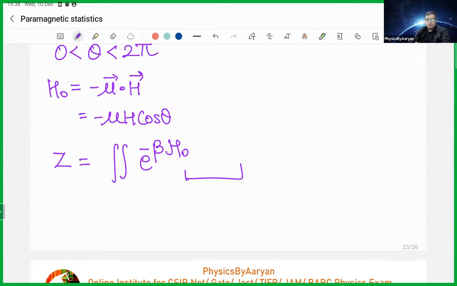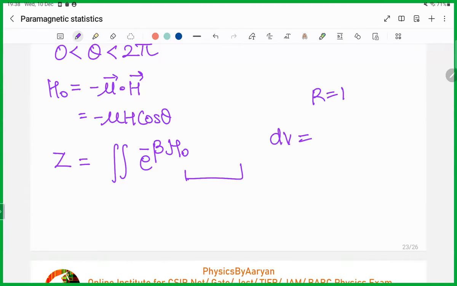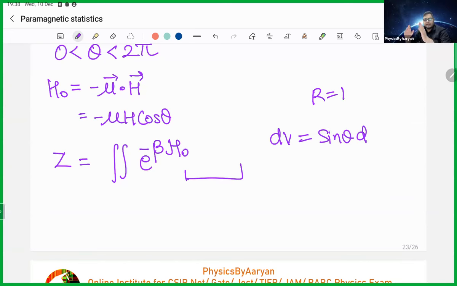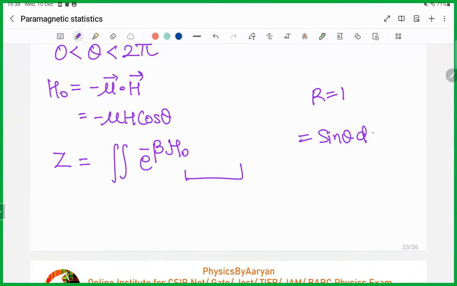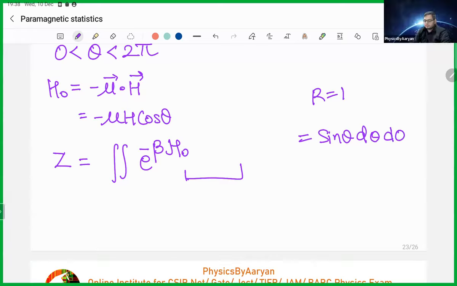So can you tell me, how do you write the volume element in the spherical polar coordinate system? Assume the radius is 1. Sin squared theta? Is it sine square? Sin theta only, sir. Yes, leave out dr, there is no radius here, only the angular part. So only d theta and d phi. So I multiply sin theta into d theta into d phi.